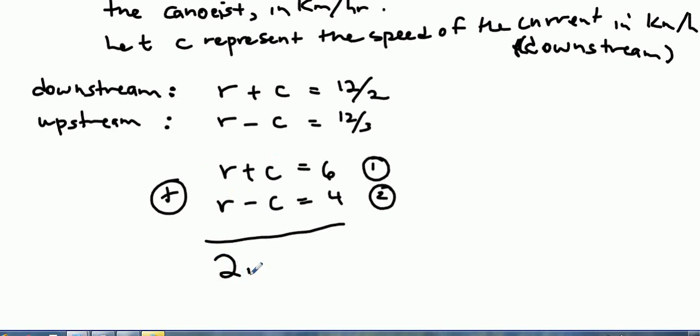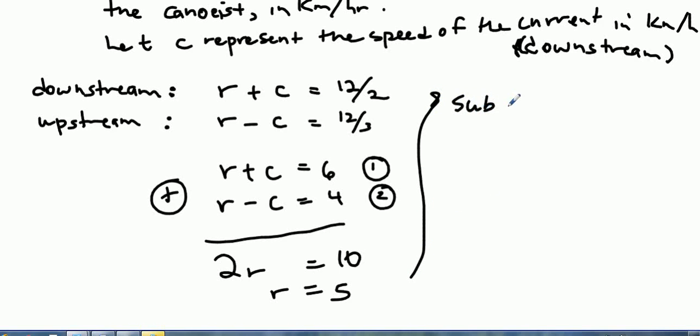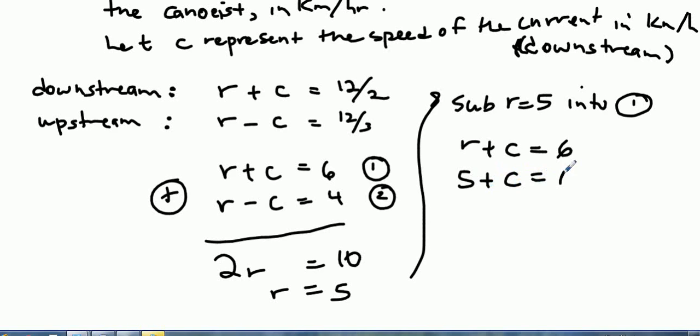I get 2R equals 10 and R equals 5. And then I'm going to substitute R equals 5 into, I don't know, into 1. It doesn't matter. They're both so easy. So R plus C equals 6. And 5 plus C equals 6, and C equals 1.